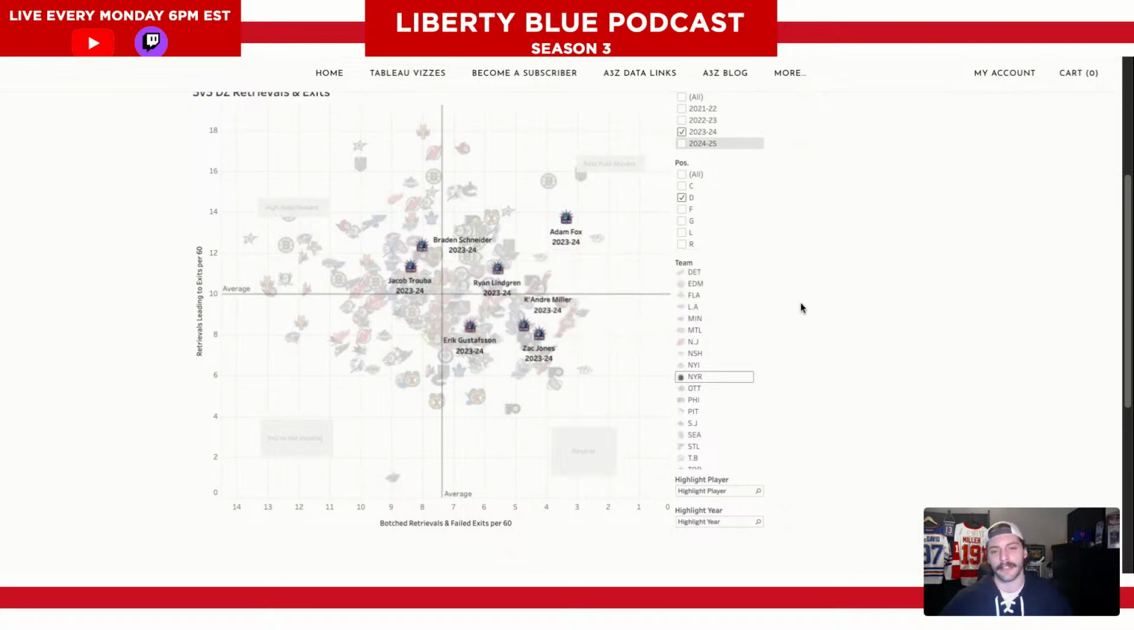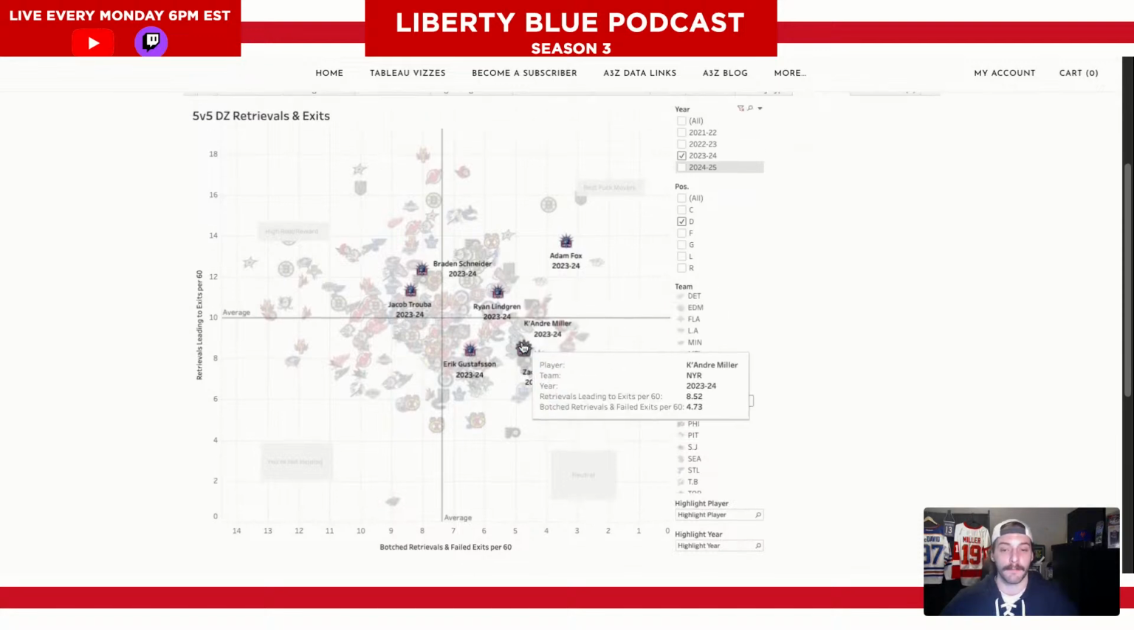You see Schneider here, Trouba here, K'Andre Miller's down here. Retrievals leading to exits 8.52, botched retrievals 4.73. Those are both below average. Functionally, you would expect somebody like Miller, who has puck skills and who's a good skater, to be up here because these are where the busts are.